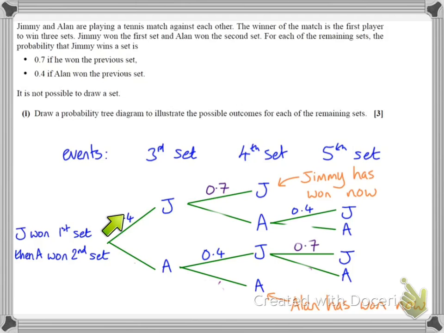The rest of the diagram is easy to complete because whenever we have a pair of branches, there are only two possible outcomes. So if Jimmy doesn't win, then Alan must win. So these probabilities have to add up to 1. So 1 minus 0.4 would give us 0.6 on this branch. We can do this for all of the branches that are left, filling in Alan's probabilities so that any time that we have a branch that splits, the two probabilities add up to 1.